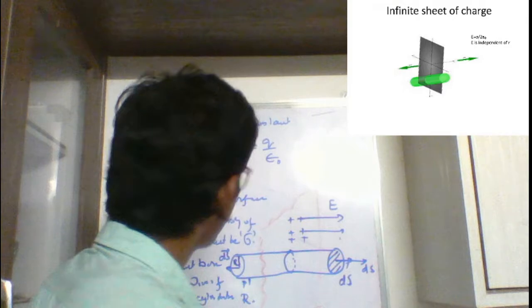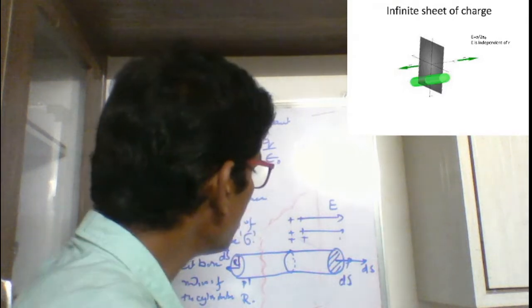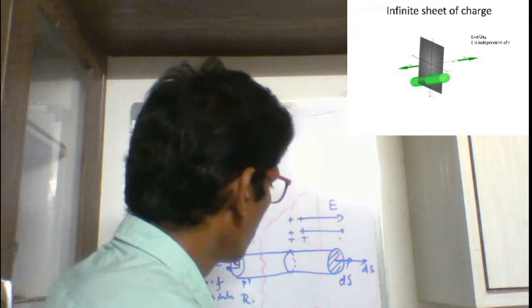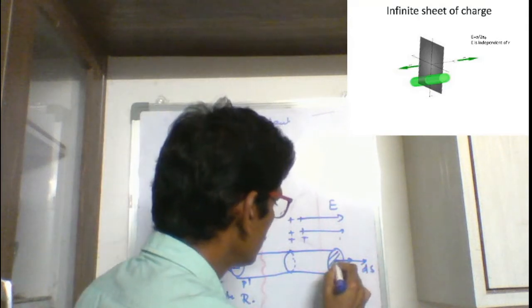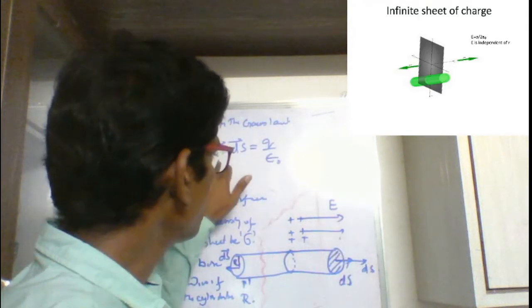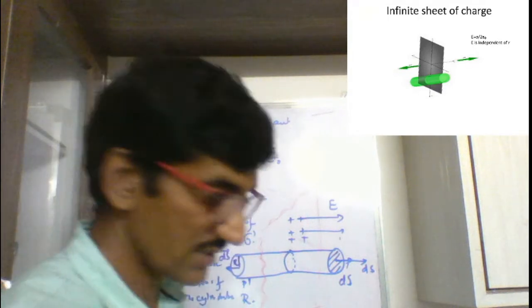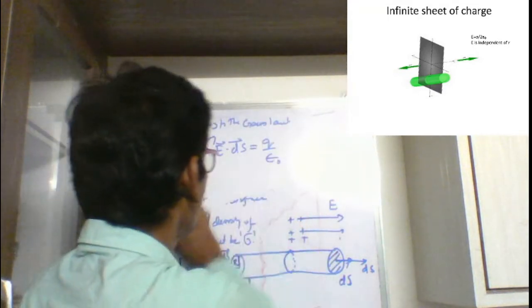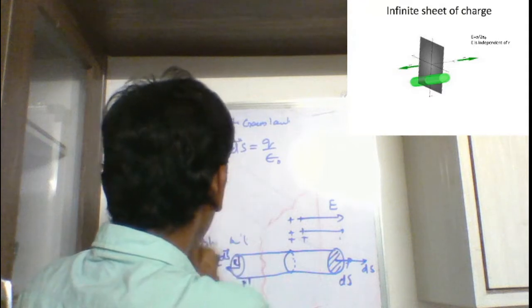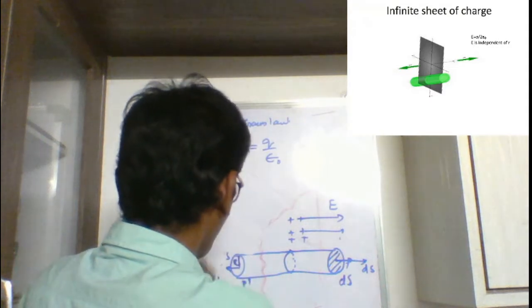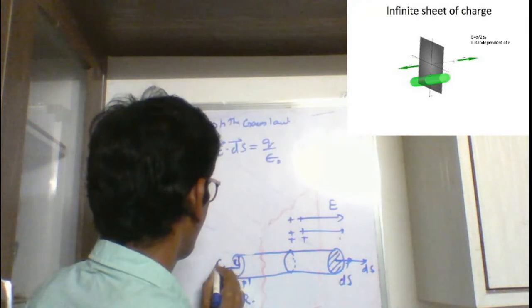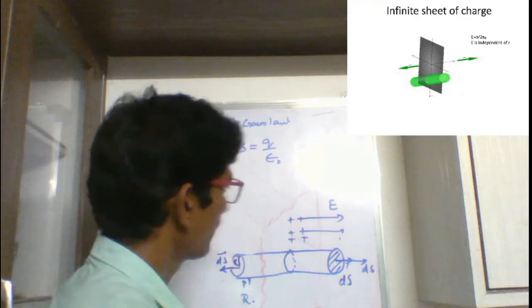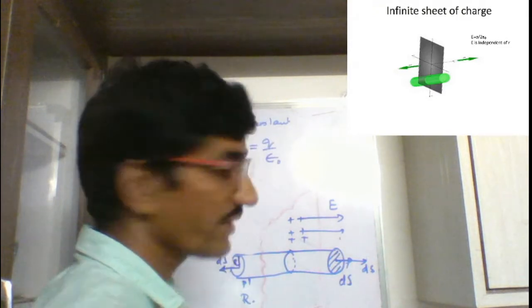Now, let us write E dS first. Let us modify this E dS. Later on, let us modify that Q. Later on, we will write what is Q here. This is dS. Here, what we have to write?